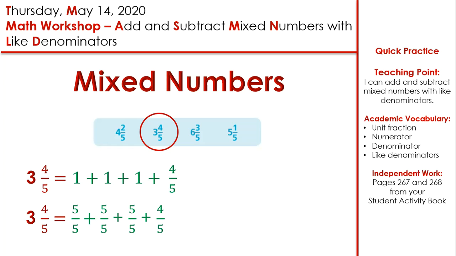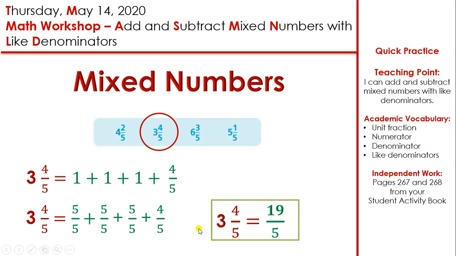All right, so keep that in mind. This denominator right here will tell you what the substitution for this one will be. And as we already know how to add fractions with like denominators, we keep the same denominator, in this case 5, and then we just add all the numerators together. That would be 5 plus 5, that is equal to 10, plus 5, 15, plus 4, 19. Perfect.